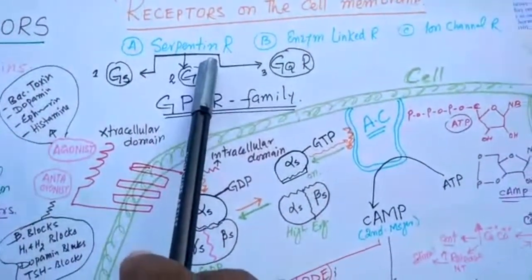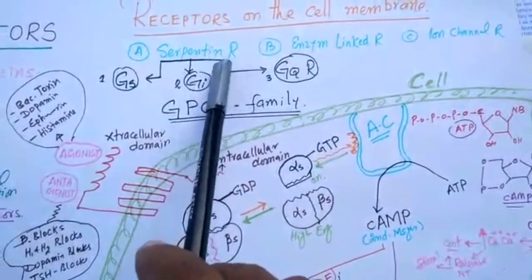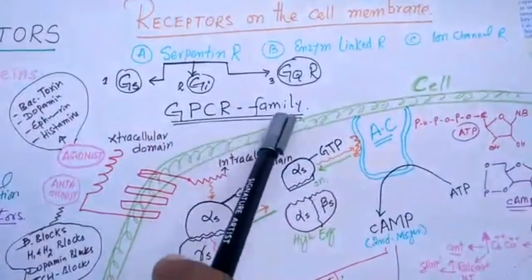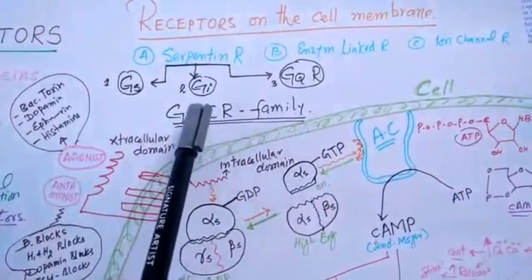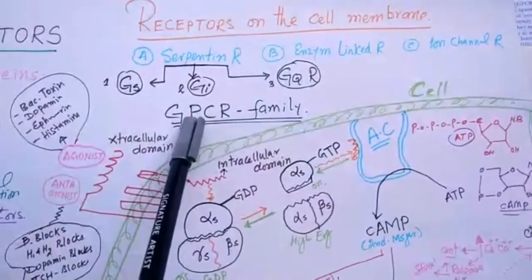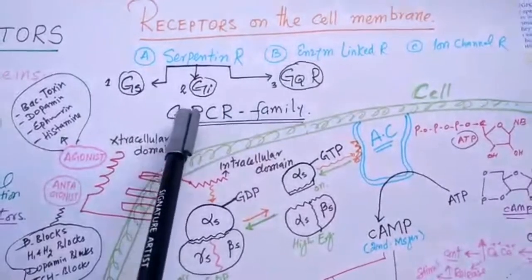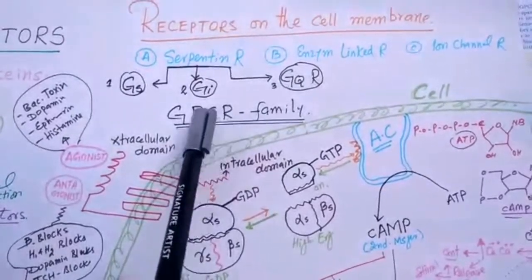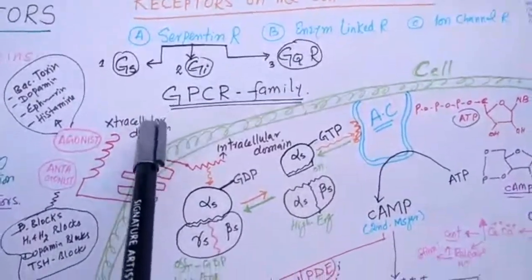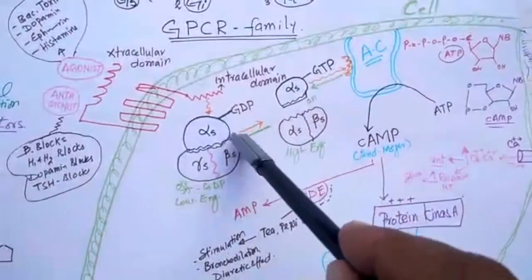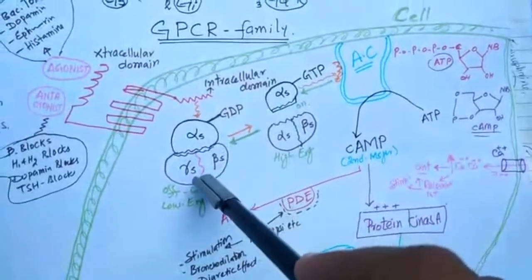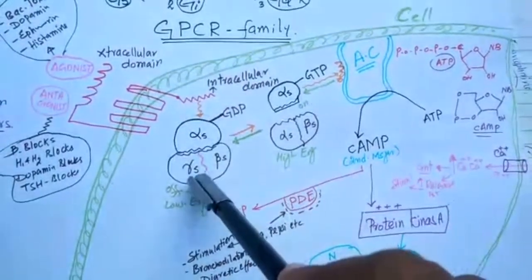Serpentine receptors, also known as snake-like receptors or 7-pass receptors, are GPCR family receptors because they are guanine protein coupled receptors, G protein coupled receptors. G proteins are trimeric proteins. These trimeric proteins are sometimes heterogeneous and sometimes homogeneous.